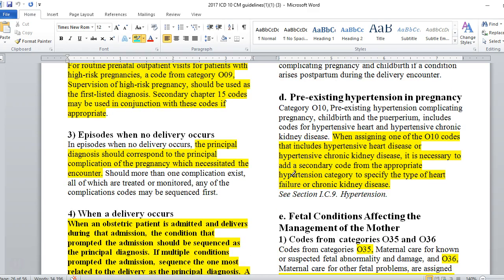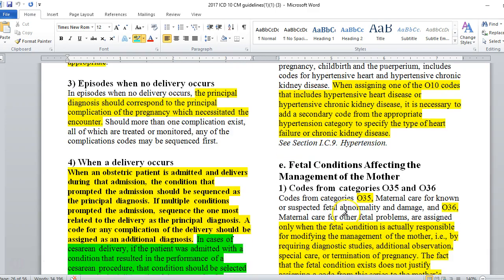So just like what we looked at, category O10, pre-existing hypertension complicating pregnancy, childbirth, and the puerperium, includes codes for hypertensive heart disease and hypertensive chronic kidney disease. Now, when assigning one of the O10 codes that include hypertensive heart or hypertensive chronic kidney disease, it is necessary to add a secondary code from the appropriate hypertension category to specify the type of heart failure or chronic kidney disease. So again, this is why we always go back to the tabular to look for the notations of what to do in these scenarios.